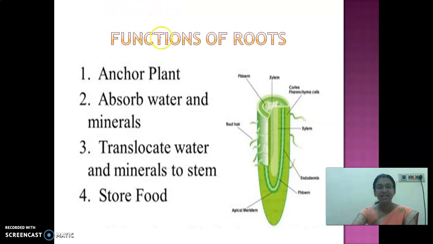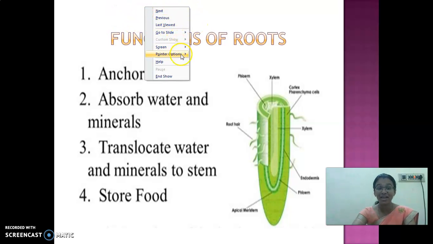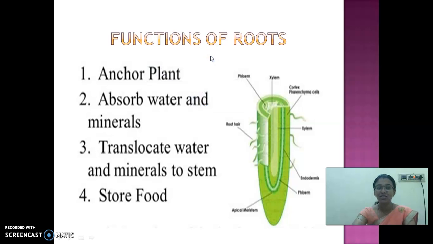And then translocate water and minerals to the stem. The movement through the phloem is called translocation, which is nothing but changing their places, from here to there. And then store food. Support the plant, absorb water and minerals, translocate water and minerals to the stem, and then store food. These are all the functions of root.